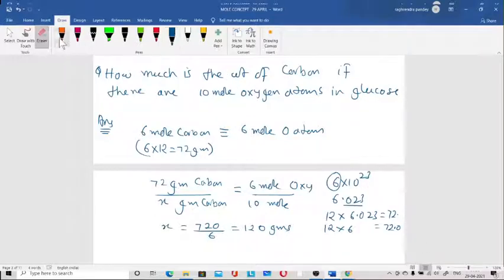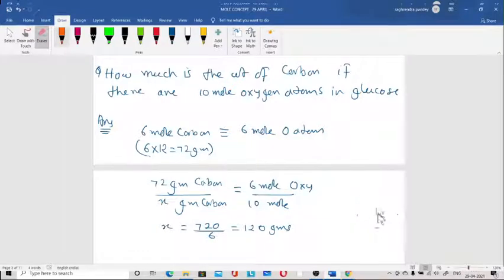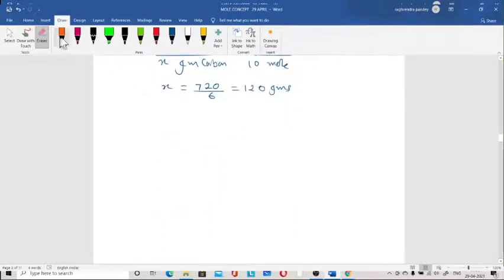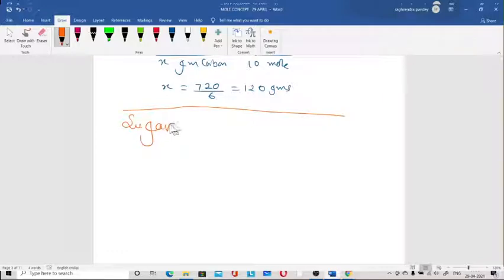Okay, so have you understood this one? Now I am taking a new molecule. Let's take a new molecule, that is your sugar. Sugar is sucrose, table sugar, C12H22O11. So that is your sugar. Got it?